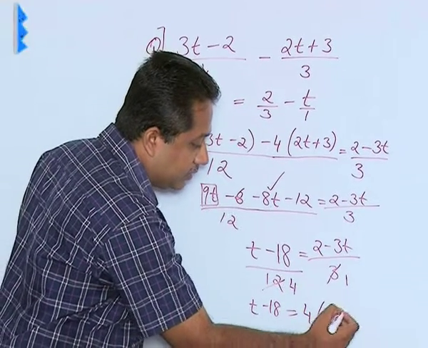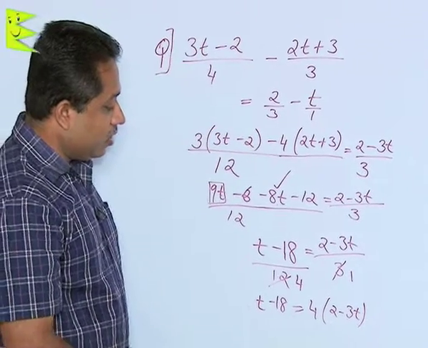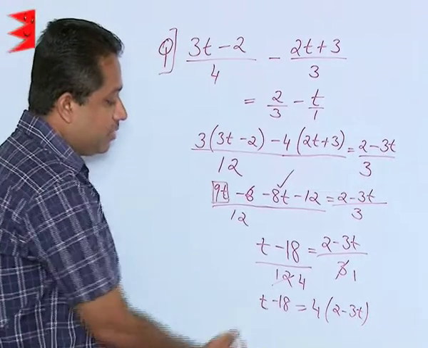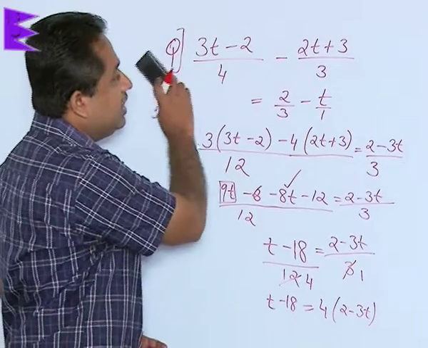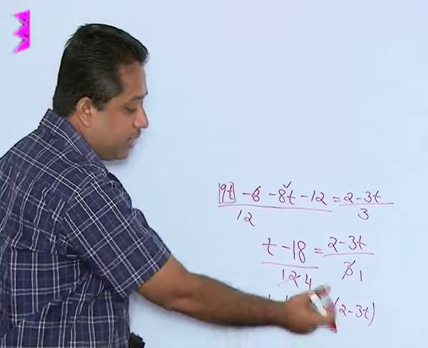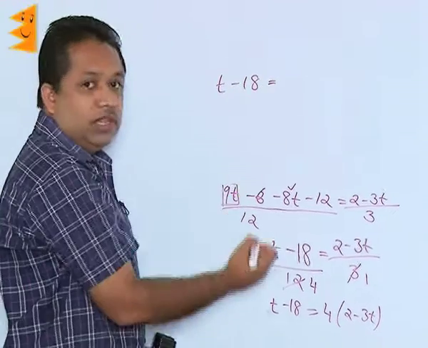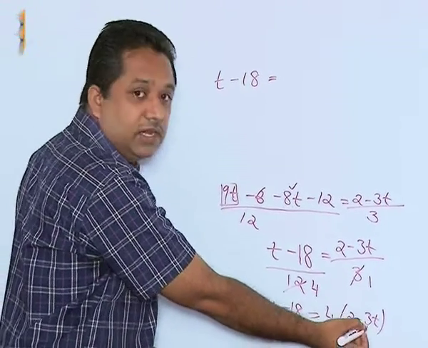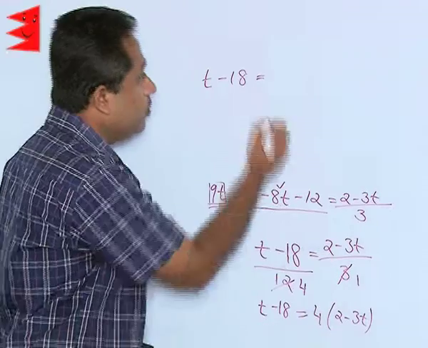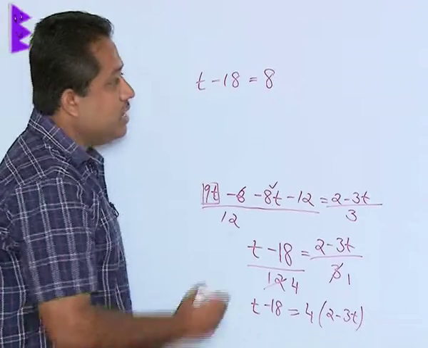(2 - 3t). So, therefore, now on the LHS you are getting t minus 18 and on the RHS it is 4 into (2 - 3t). On the LHS we can't do anything, so t minus 18 remains as it is, but the RHS has to be solved further by opening the brackets, which means we will have to multiply 4 and 2. So, 4 into 2 becomes 8, 4 multiplied by minus 3t is going to become minus 12t.